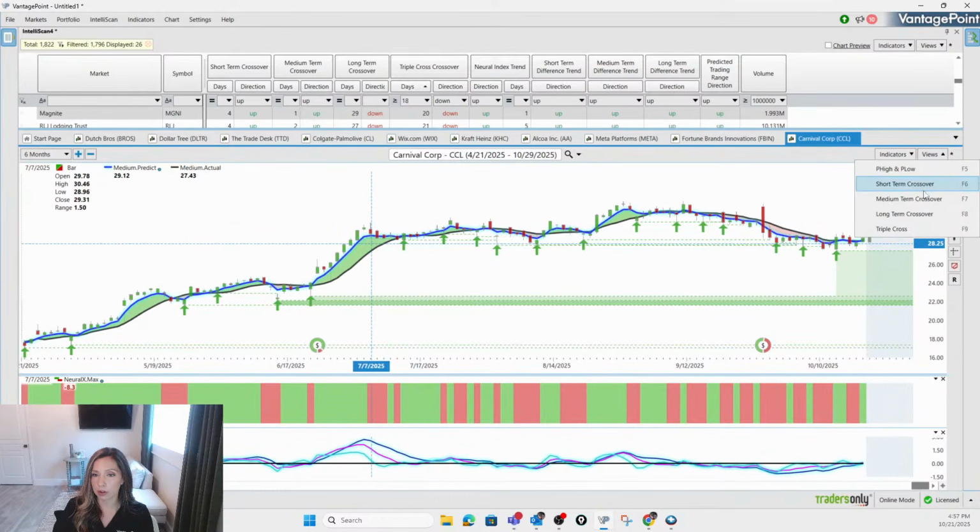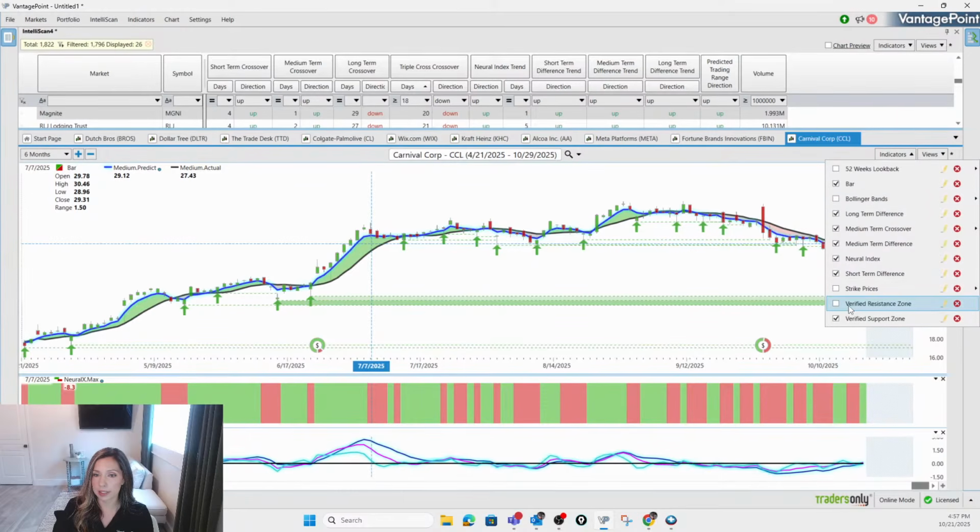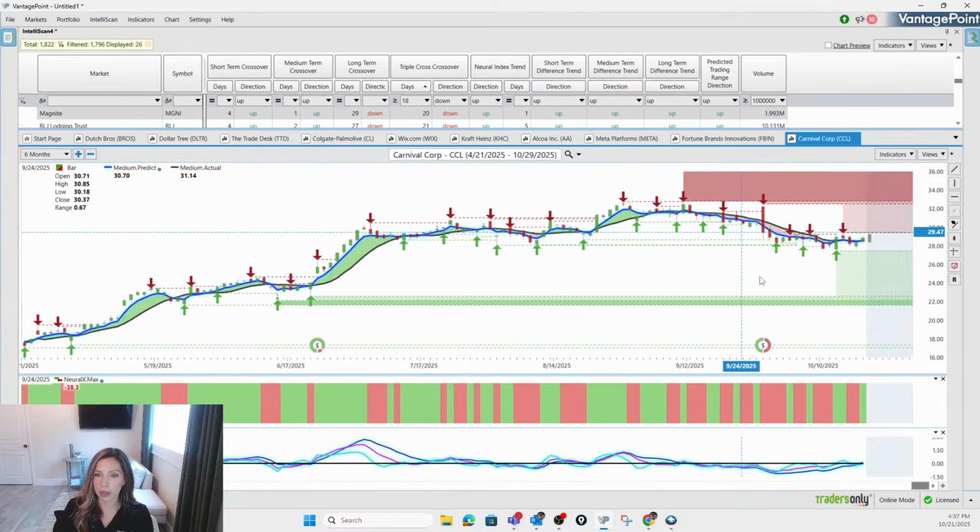And then, of course, you can also take a look at your resistance as well. And here you go. You've got resistance right here. So if we can break through that resistance, we've got some room to run initially, right? But if we can break resistance, then again, we have some room for expansion there as well.